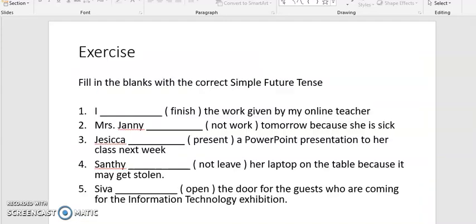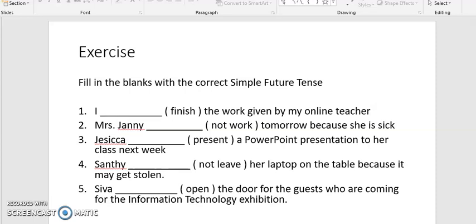Okay, here is the exercise for you. Fill in the blanks with the correct simple future tense. I give you an example for number 1. The word in brackets is given to you, so you have to identify whether the sentence is in positive or negative future tense.